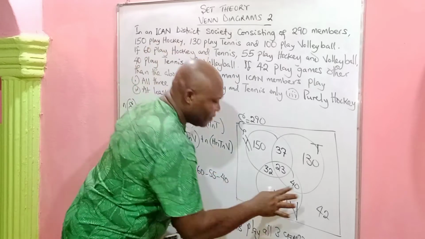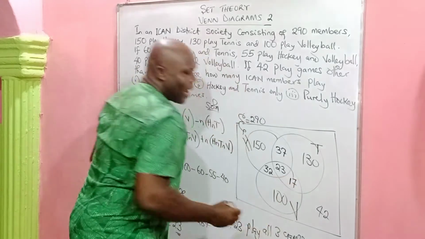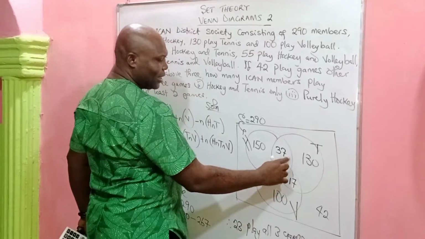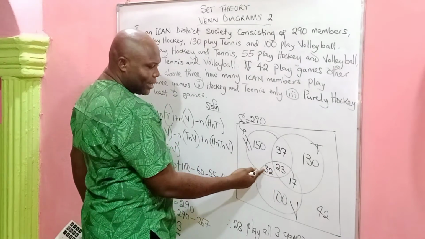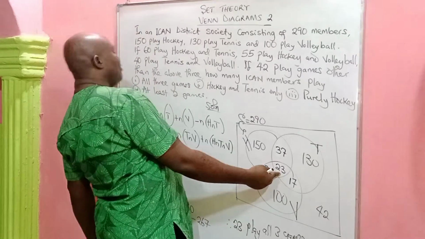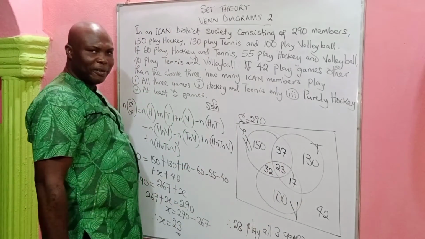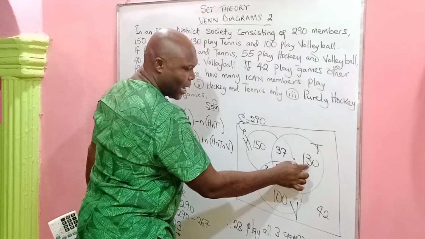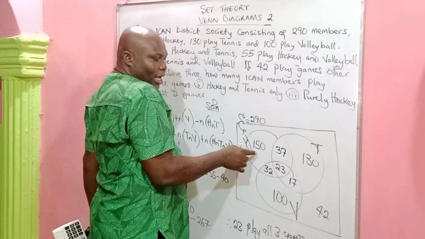Which means where hockey intersects with tennis, 37 plus 23 will give you the previous 60. And then 32 plus 23 will give you the previous 55. And then 17 plus 23 will give you the previous 40. Now we have adjusted the Venn diagrams. We still need to know what is here now. You will notice that these three things clash into hockey. These three things already take part of hockey.